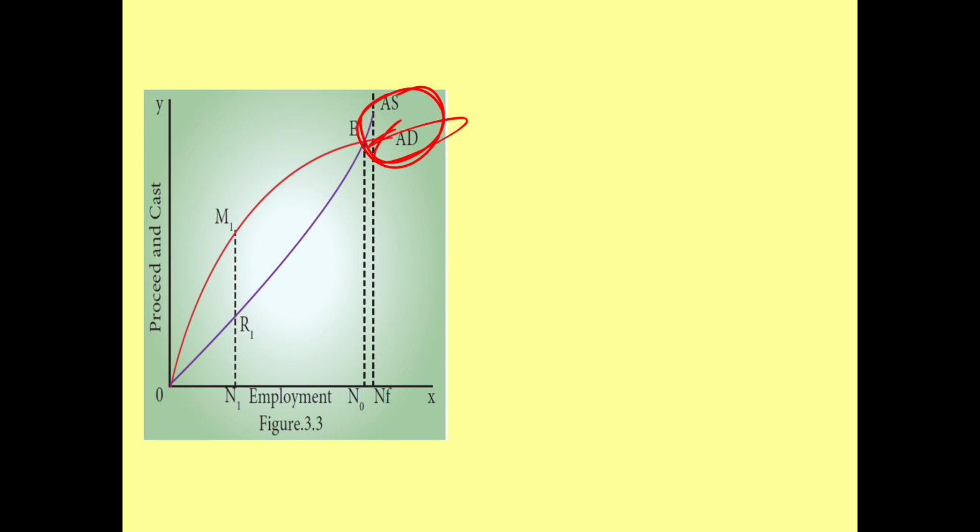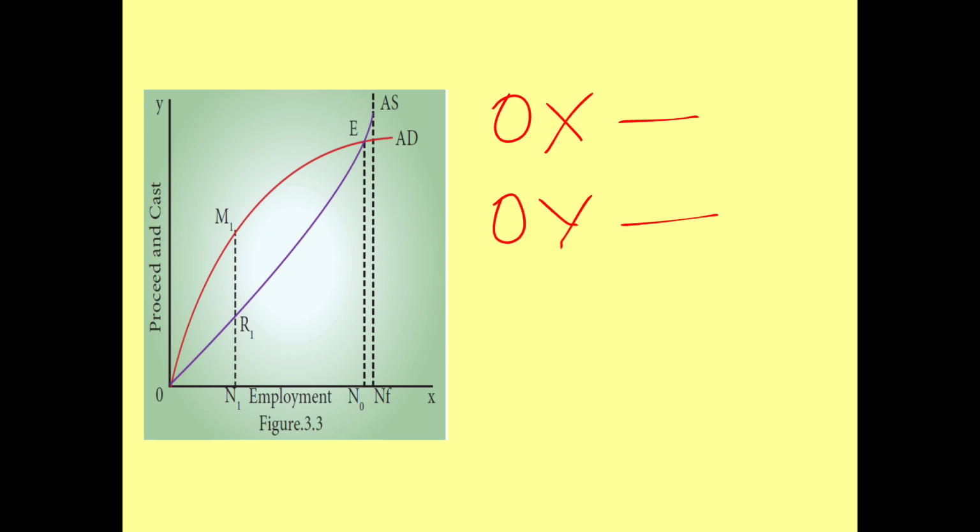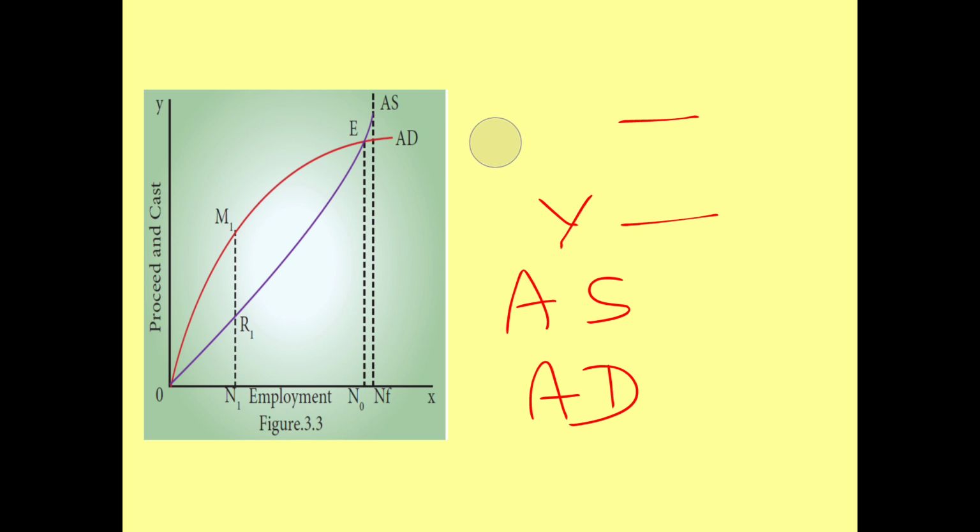So whenever you draw a diagram and explain it, first you have to write what the OX axis represents and what the OY axis represents. After that, what is AS and what is AD. These are the things you have to write down first. Only then are you supposed to give the explanation for the diagram.